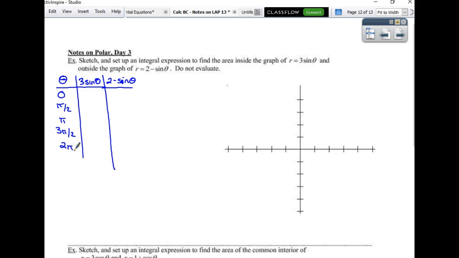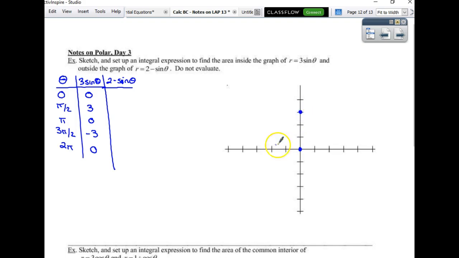So what is 3 sine of 0? Sine of 0 is 0, so this would become 0. Sine of pi halves would be 3. At pi we would get a 0, at 3 pi halves we would get a negative 3, at 2 pi we'd get a 0. Okay, let's talk about graphing this one real quick. So, when we're at the positive x-axis, we have a radius of 0. On the y-axis, we have a radius of 3.